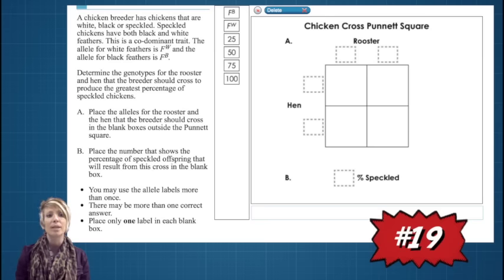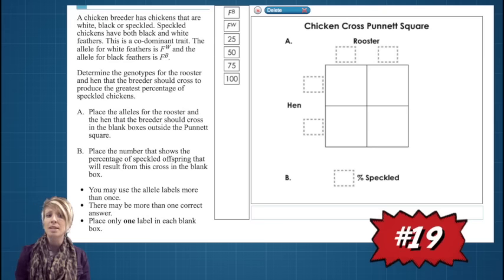So letter A, it says place the alleles for the rooster and the hen that the breeder should cross in the blank boxes outside the Punnett square. Then letter B, place the number that shows the percentage of speckled offspring that will result from this cross in the blank box. Now if I were you, I recommend do the inside of the Punnett square first. If we want 100% of them to be speckled, then each one of those boxes would have what in it? Then, from there, you can figure out what the parents would be. And then from there, you can figure out what your percent would be, which hopefully you can get it to be 100% speckled.